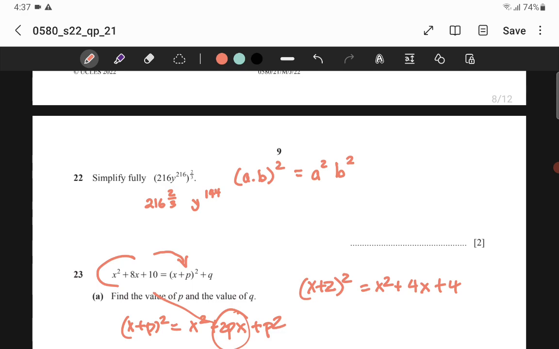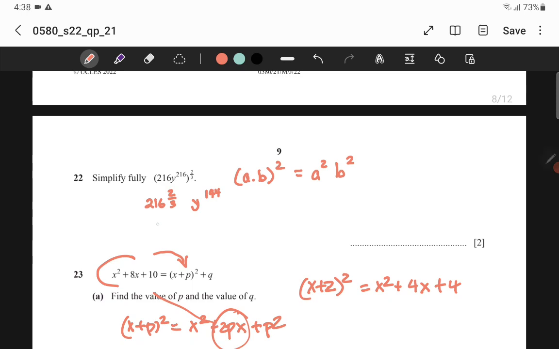I think 216 can come from 2 to the power of something. So I will write log 216 divided by log 2. I just want to check. Is it correct? No. Is it 4? Log 216 divided by log 4? No. 6. Log 216 divided by log 6? Yes. 6 to the power of 3.